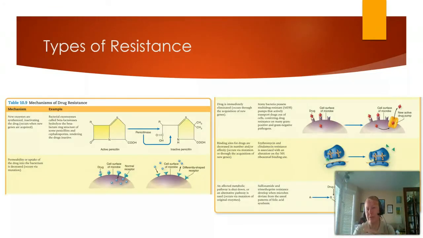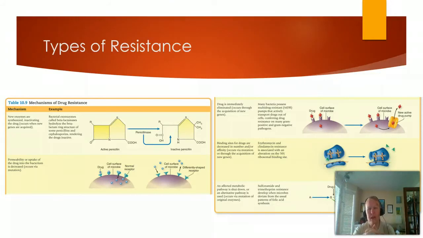So how do bugs resist the drugs? And there's about 5 different methods. So the first one is that they prevent the drug from actually doing anything by metabolizing it. They just break it down and make it harmless. So that's the first one, and it's kind of an easy way to think about that. They just have an enzyme that makes it useless.